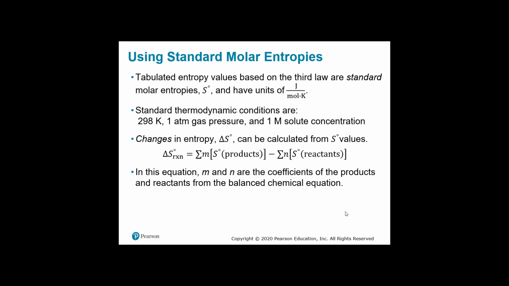Okay, so now let's take a look at using standard molar entropy. The units are joules per mole per Kelvin. Thermodynamic conditions are 298 Kelvin, 1 atm, which I've already discussed, and 1 molar solute concentrations. How do we determine the changes? Remember, because it's a state function, we only worry about the final versus initial. So in this case, it would be products minus reactants. M and N are the coefficients and the amount of those. This should look very familiar because you have done this with standard enthalpy of formation. So this isn't any different, but there are different values for these.